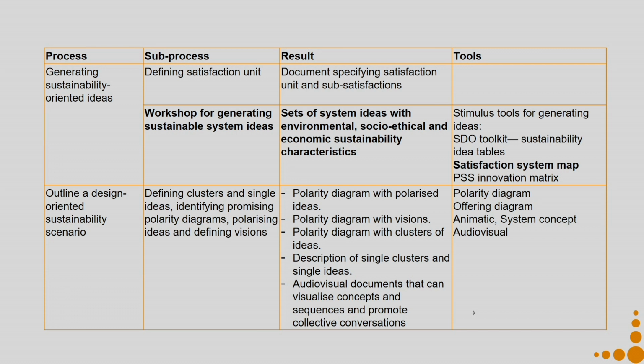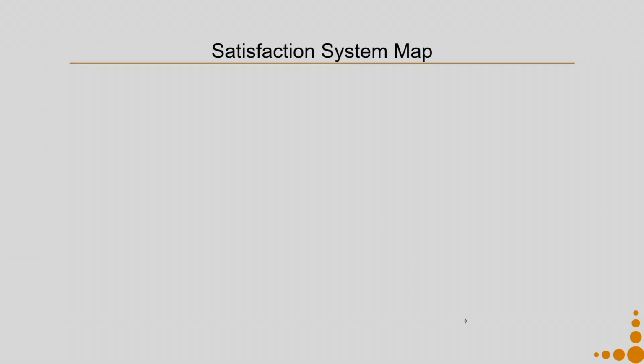Again, for making the satisfaction system map, you can do it in the form of a workshop with all the stakeholders. In case it is not possible, you can also do it alone, but using the SDO toolkit, gathering the data for the same. It is better if it is done in a group. So let us look at the satisfaction system map.